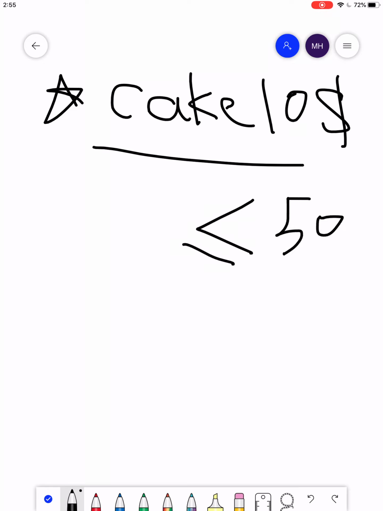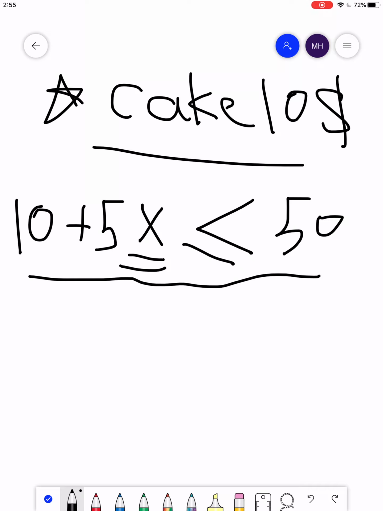She will spend $10 for the cake. So the question is how much money she will spend for each one of her friends, including herself. So 5x. x represents the money she will spend for each one of them, because they are 5 friends, so she will spend 5x for them all, plus 10. This should be less than or equal 50 because she doesn't have more than $50.